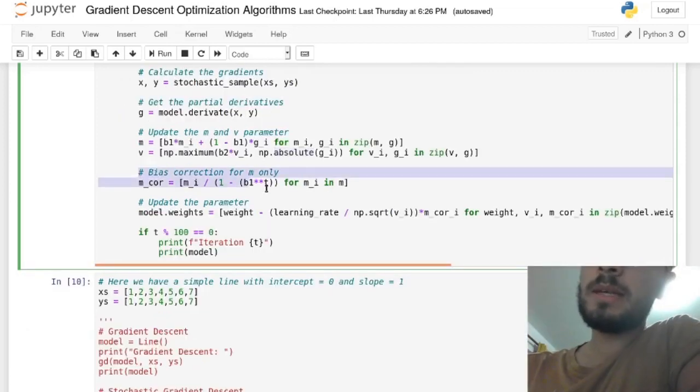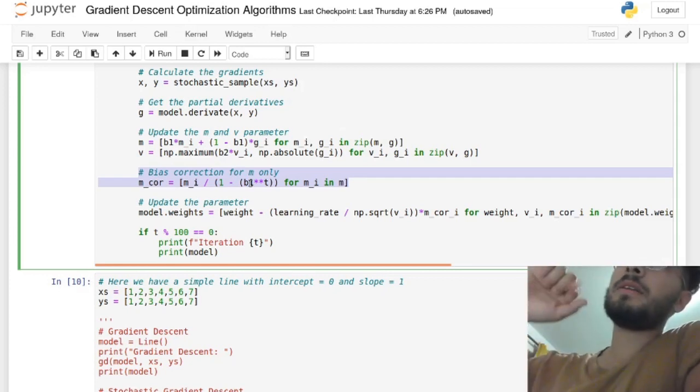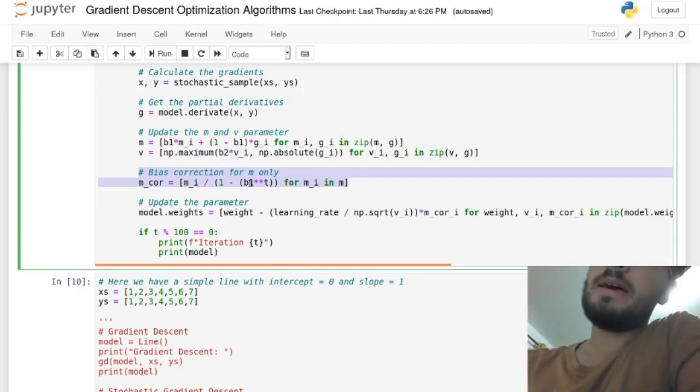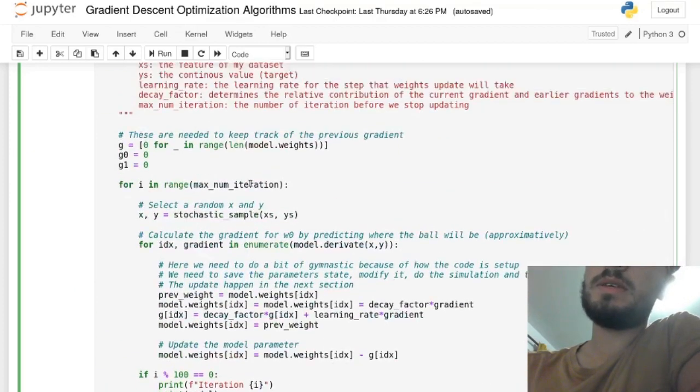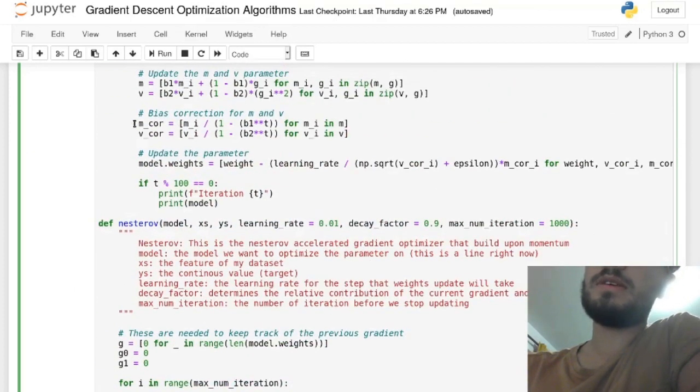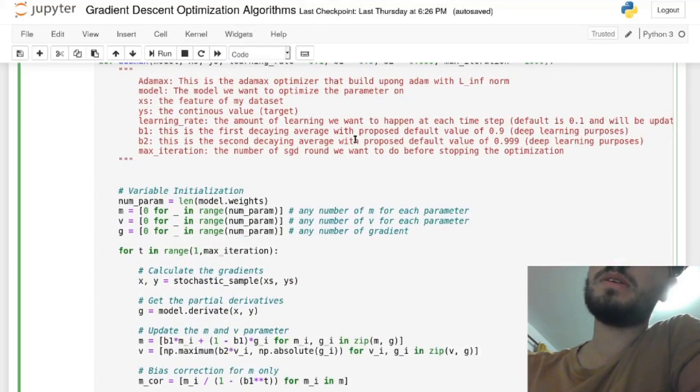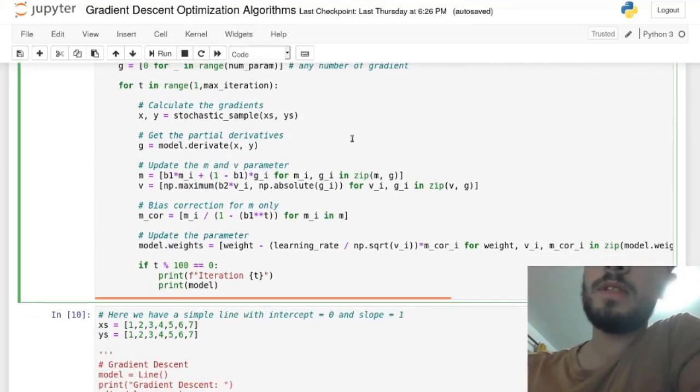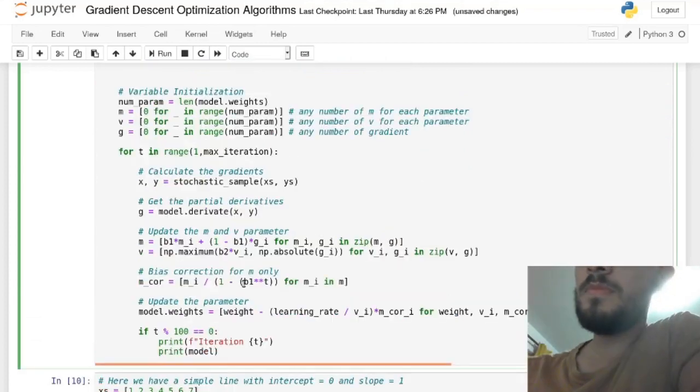This is where we're going to bias correct for m, right? So it's m divided by 1 minus beta 1 to the exponent t, and if you look at Adam, it's the same thing for it, except the only difference is the v. We're not going to bias correct it because it's the infinite norm, and we're fine with that.